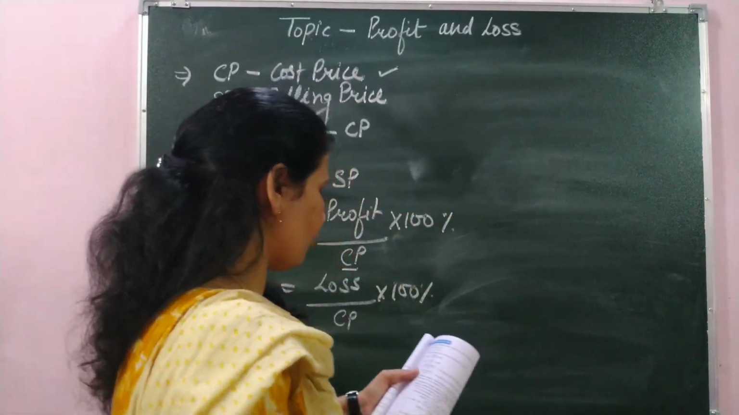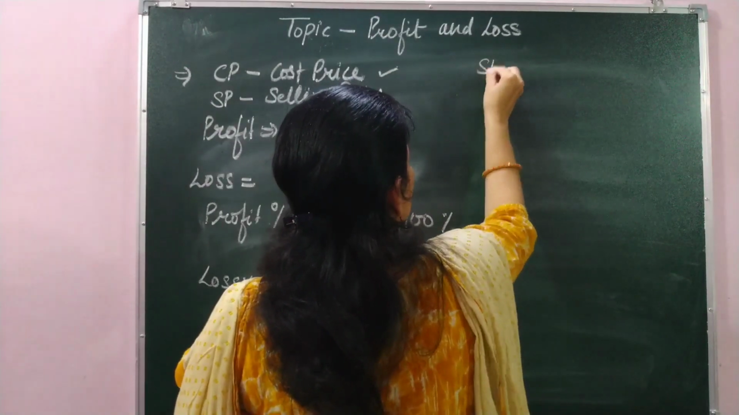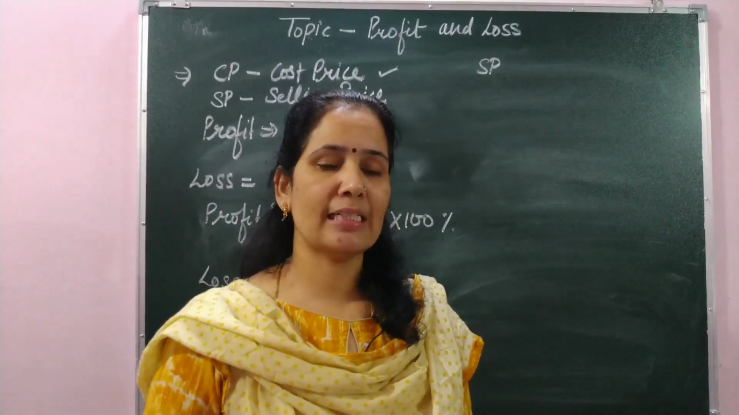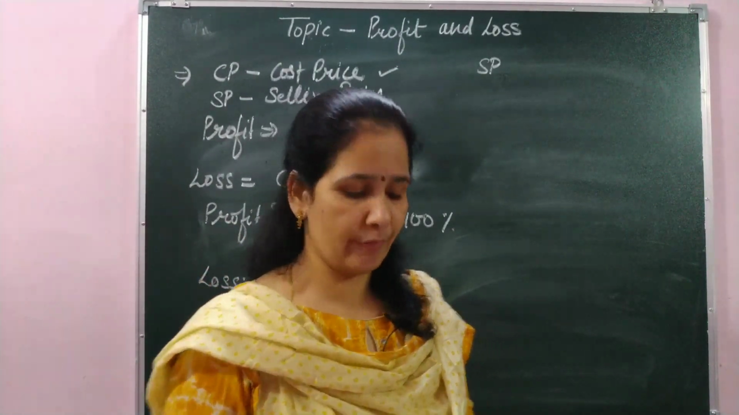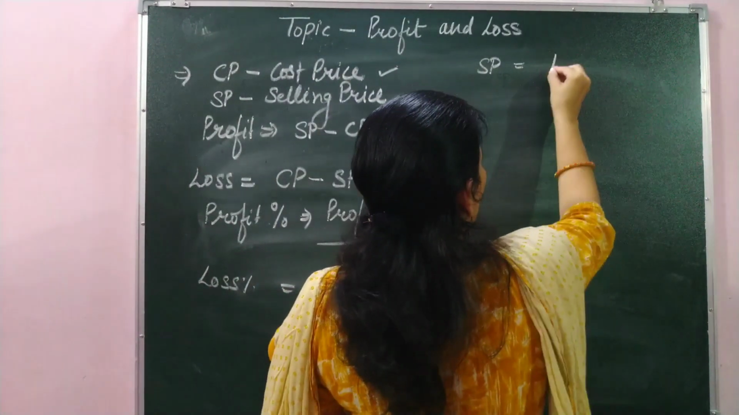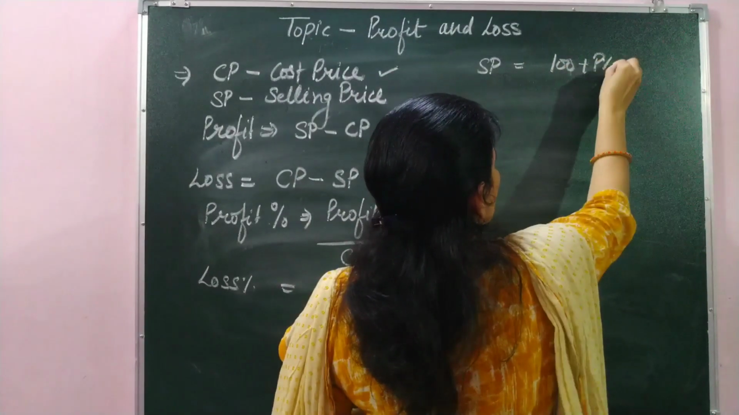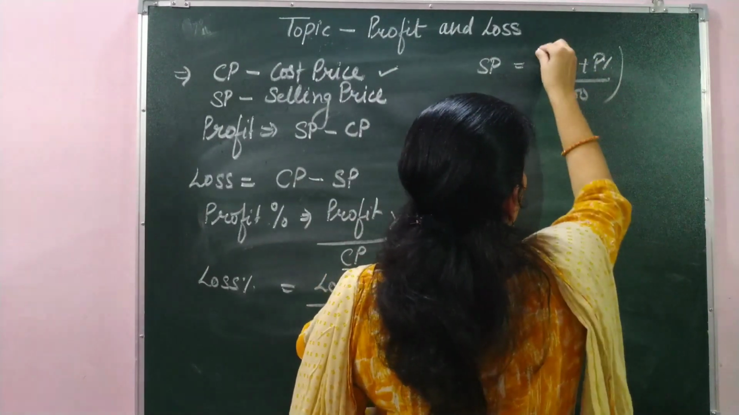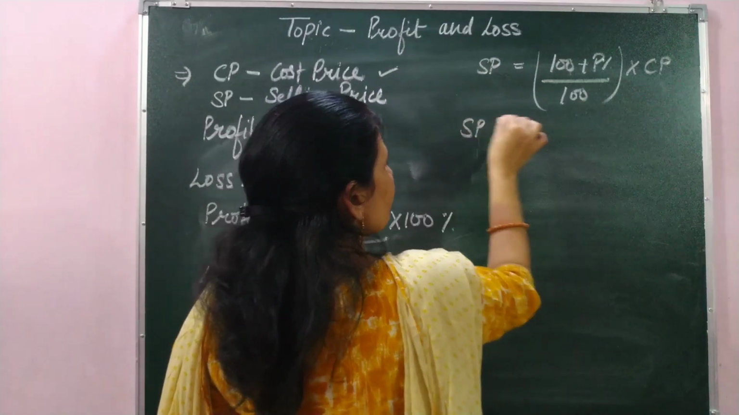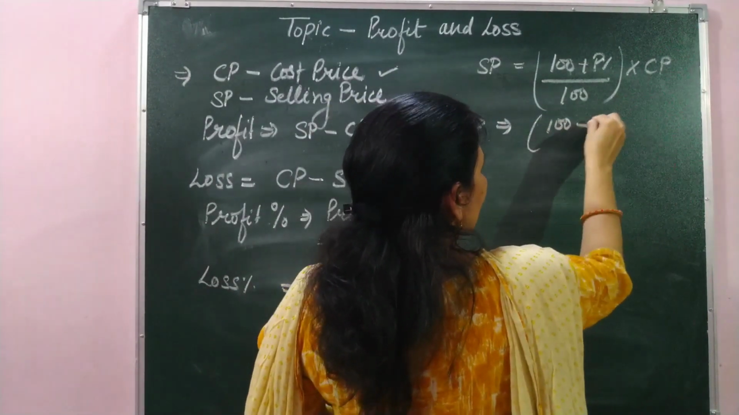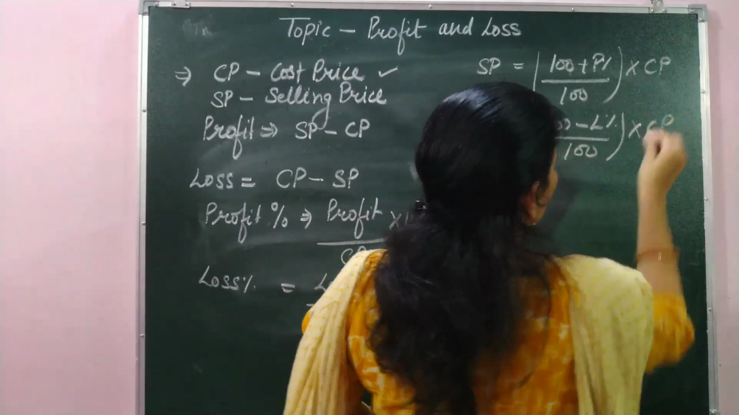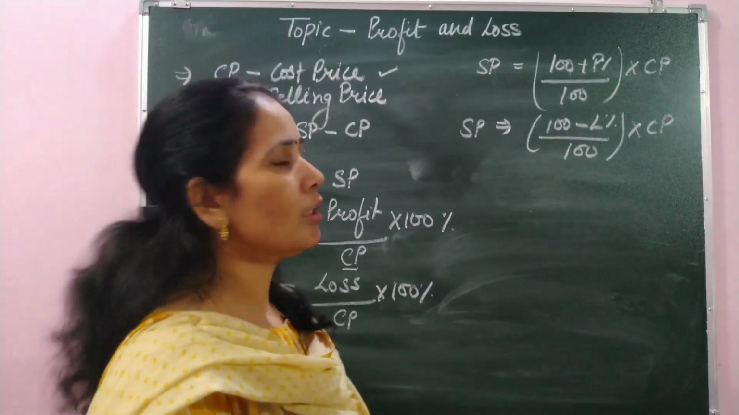Now our next formula is how to find the selling price. Students, to find the selling price we have two situations. First, whenever the loss percentage is given. Second, whenever the profit percentage is given. In case the profit percentage is given, the formula is 100 plus profit percentage divided by 100 and multiplied by cost price. But if the loss percentage is given, then the selling price is 100 minus loss percentage divided by 100 and multiplied by cost price. So this shortcut formula we use to find out the selling price.